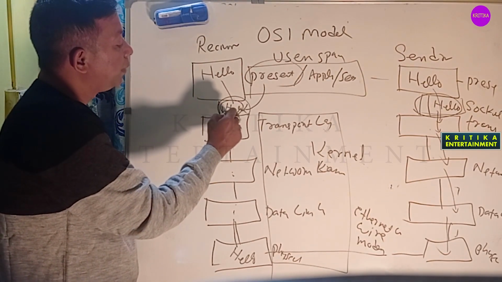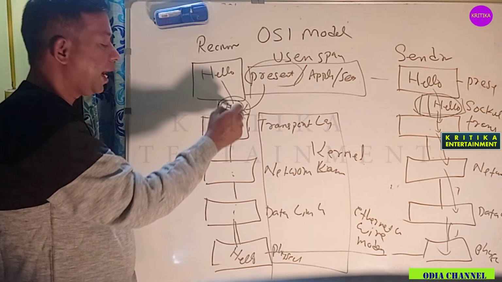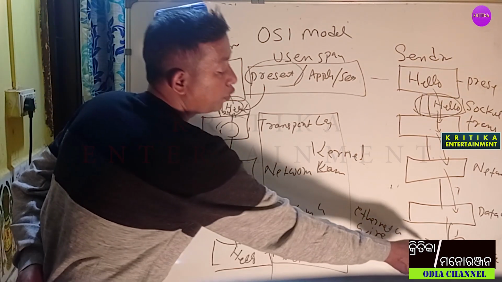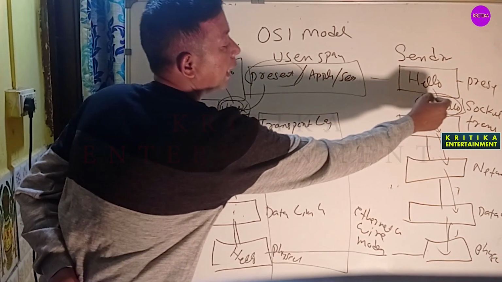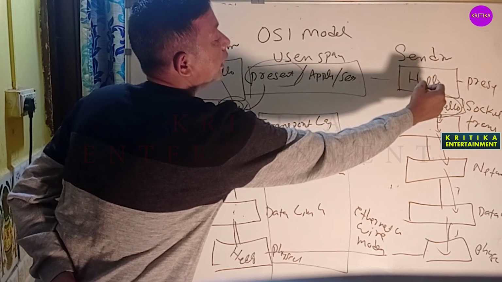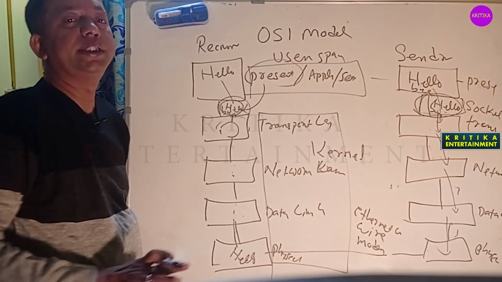When the receiver also sends bye, what will happen? First, bye will be written in the socket, then your transport layer will read the bye, then send it to the network layer, the data link layer, and the physical layer, which sends it to the physical layer of the sender. The sender will read the data, and again at last it will write the hello in the socket, then bye will be displayed here on the sender machine. So this is called your OSI model.